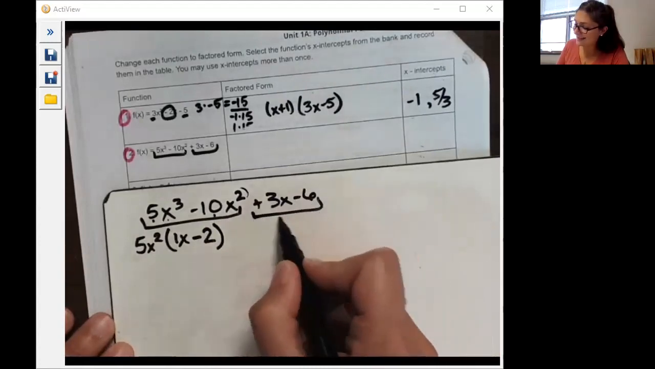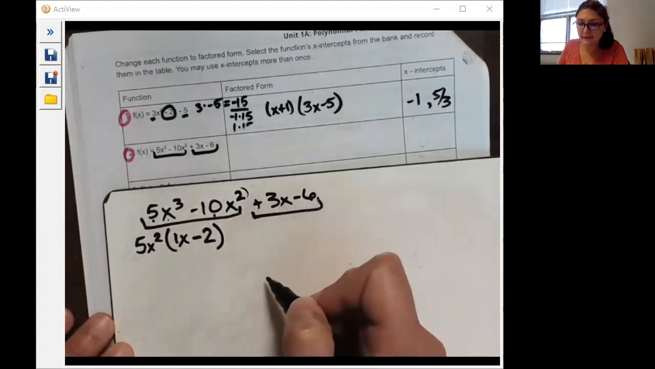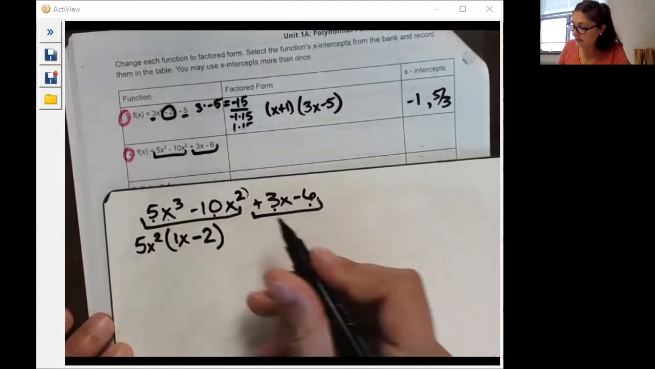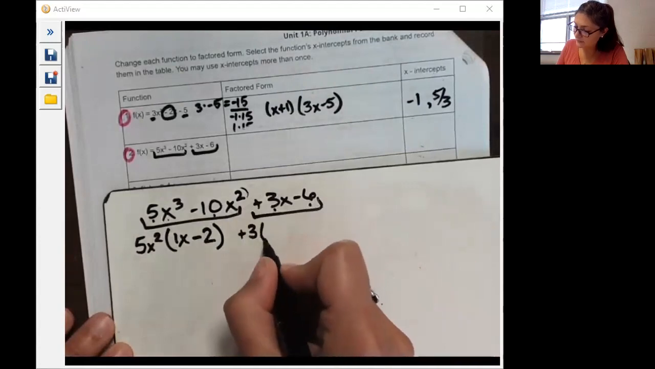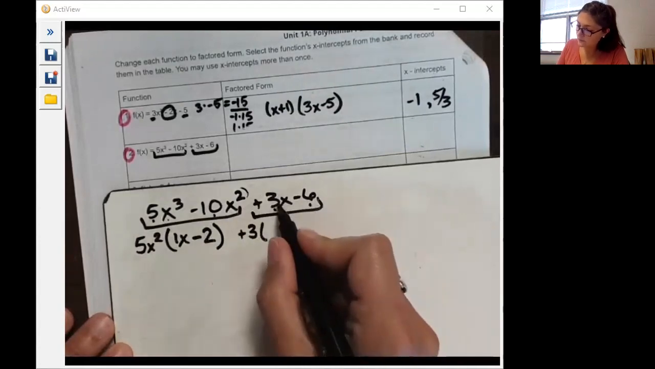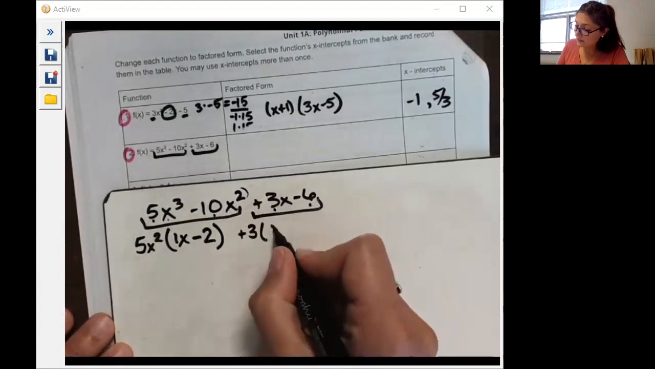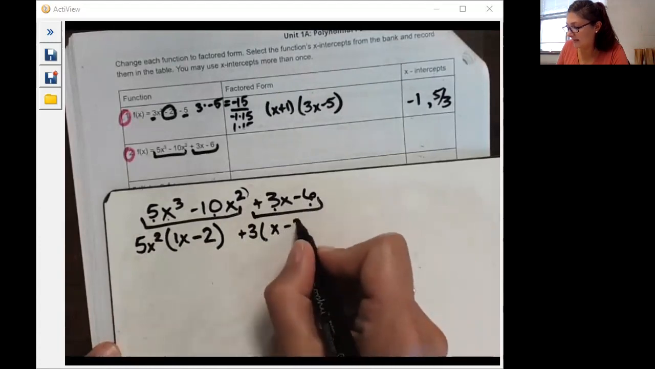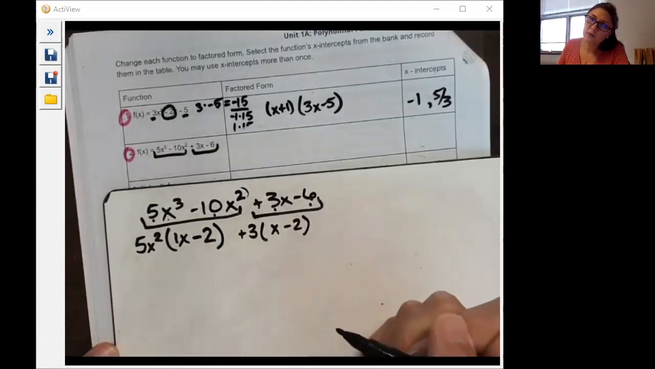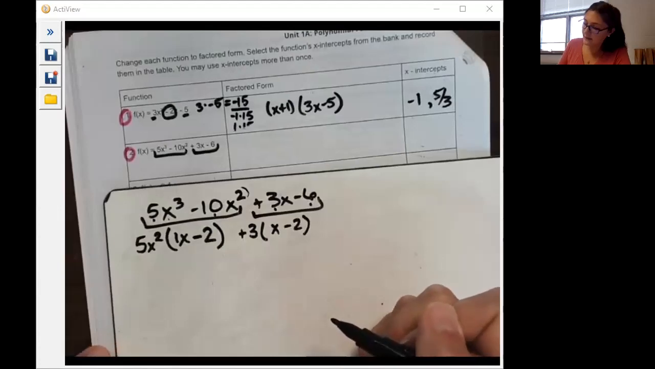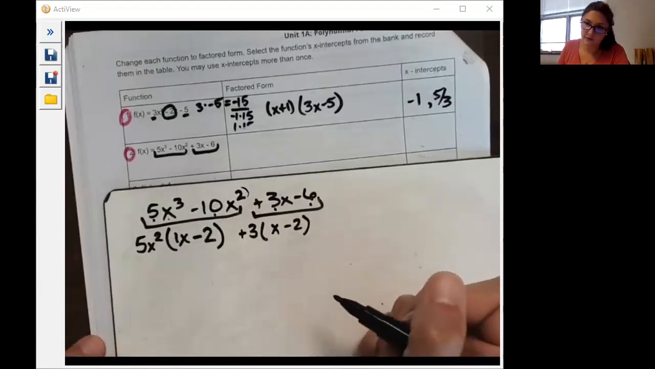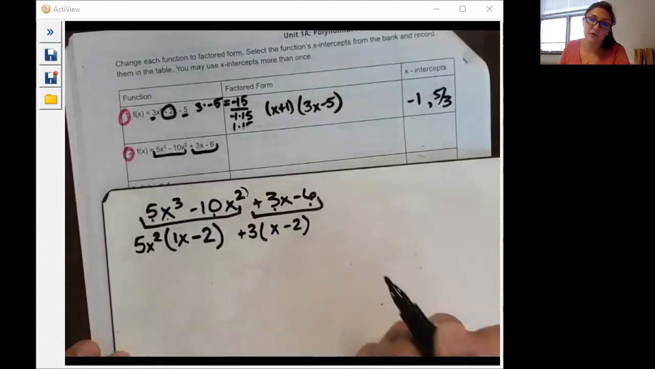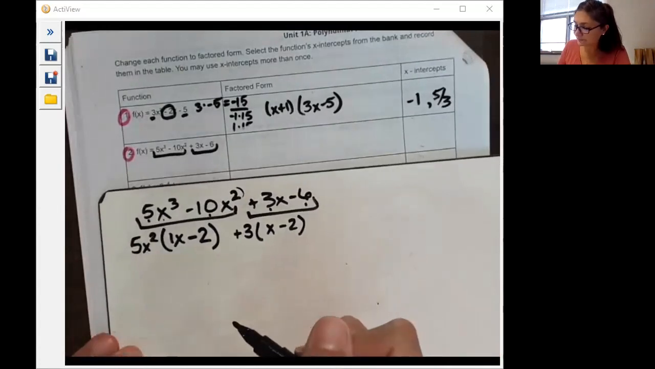For my second group, 3x minus 6. 3 and 6 have a greatest common factor of 3. So I'm going to factor out a +3. 3x divided by 3 would just be x, or 1x. And then -6 divided by 3 would be -2. Remember to be really careful with your signs here. A lot of the errors that I see are just sign errors. You forgot to write that this was +3, or that you factored out a -5, or that it was -2 left over. So just watch your signs.